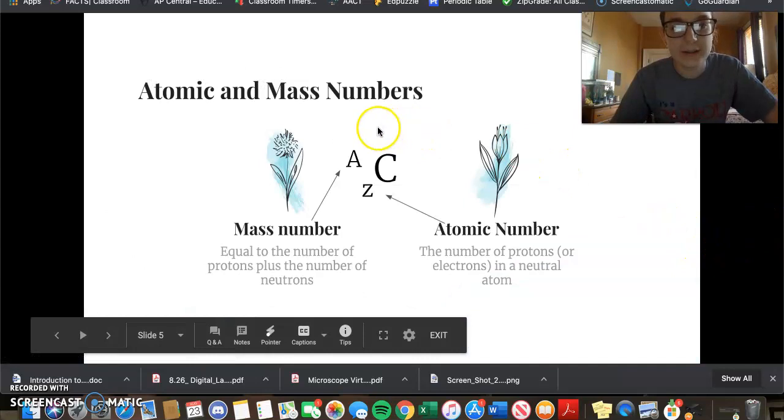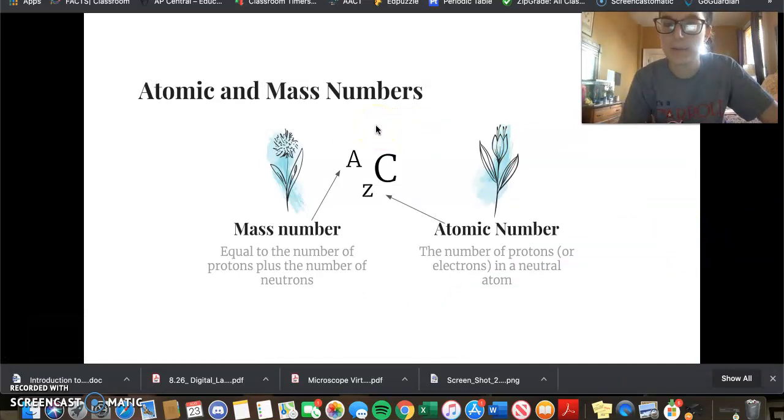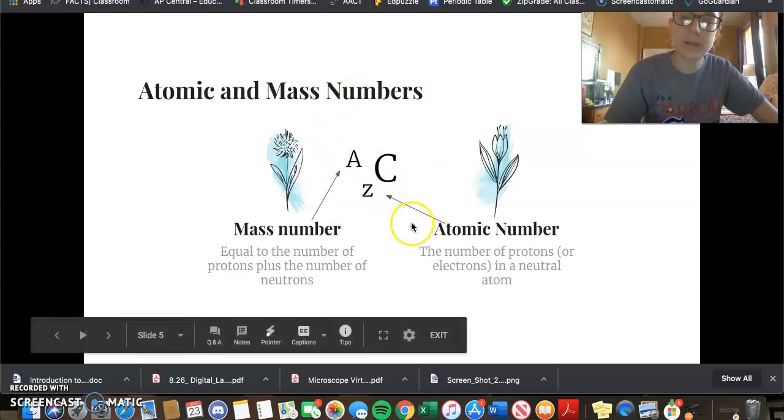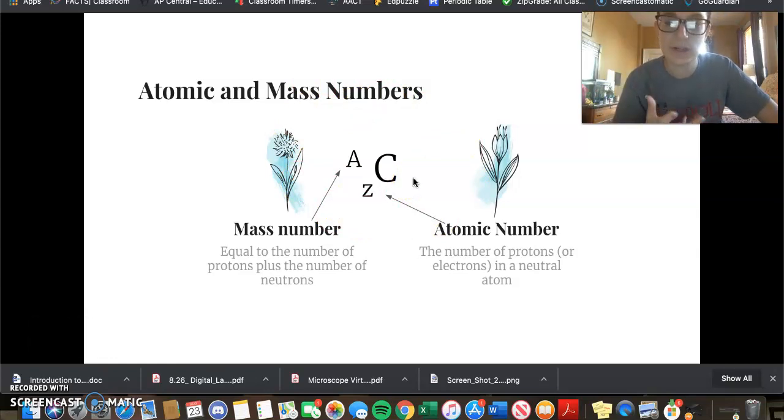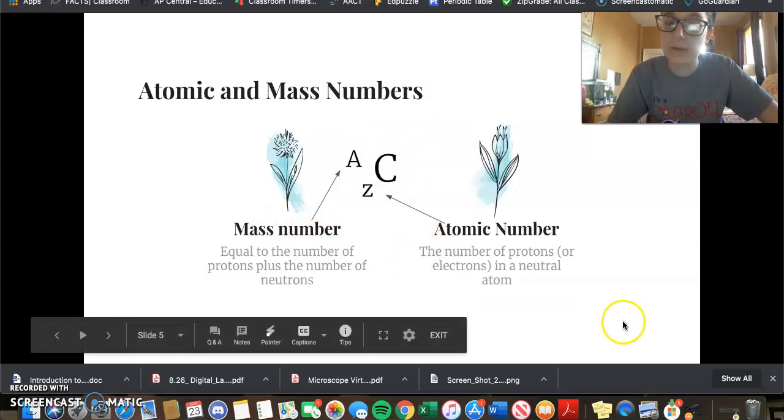Here we have how atomic and mass numbers can be represented in a chemical symbol. So sometimes they will give you an isotope specifically of an element in this format, and you are basically able to determine the subatomic particles in this specific isotope or this specific atom. So A, this little superscript before the chemical symbol, is the mass number. It's equal to the number of protons plus the number of neutrons.